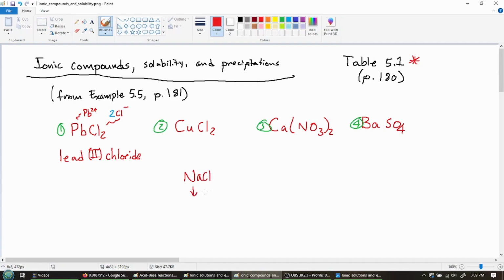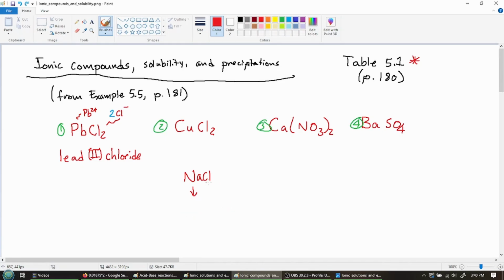By contrast, if I looked at something like NaCl, this splits into Na+ and Cl-. Well, this Na+, the very first row in the table, tells me that if a compound contains lithium, sodium, potassium, or ammonium, all of these are going to be soluble, with no exceptions. So sodium chloride will be soluble.